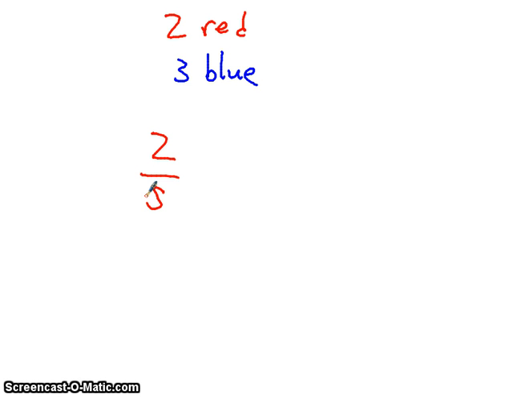You replaced it. So 2/5 times, now we want to get a blue. What's the probability of getting a blue? 3/5. So 2/5 times 3/5: 2 times 3 is 6, and 5 times 5 is 25. So the probability that you'll pull a red and then a blue is 6 out of 25. You should experimentally be able to do that. All right, so one more.